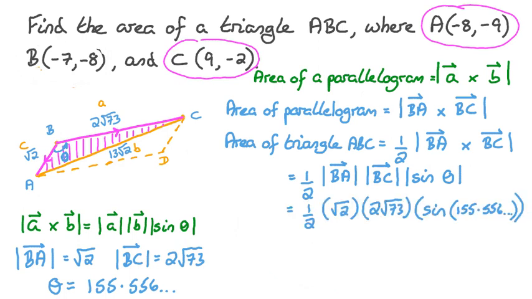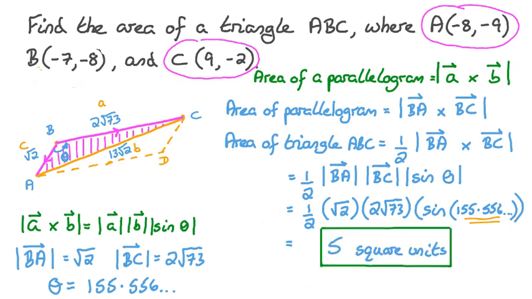We can now substitute these values back into our equation to calculate the area of the triangle. It is important at this stage that we do not round the angle 155.556 and so on degrees. Typing this into the calculator gives us an answer of 5. Therefore, the area of triangle ABC is equal to 5 square units.